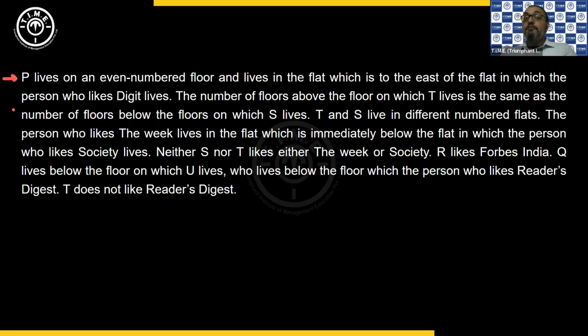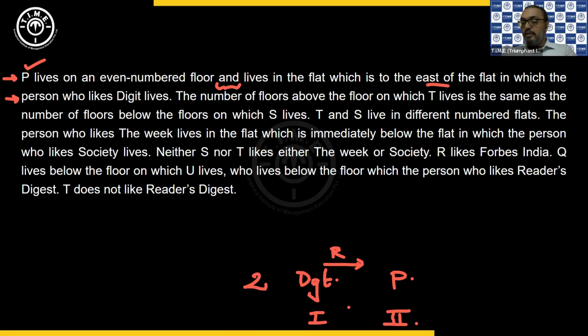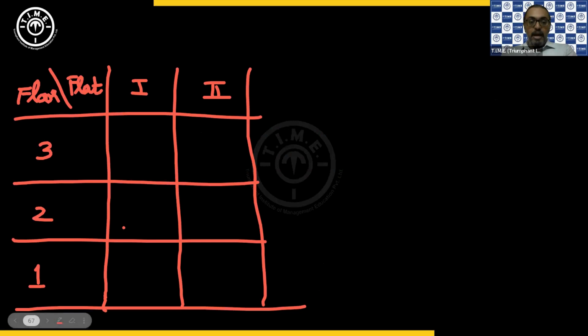Condition 1 says P lives on an even numbered floor. We know the only even number we have is the second floor. P lives in the flat which is to the east of the flat in which the person who likes a digit lives. East of the flat means right side. East is always on the right side. So you have a digit, then you need to have P here. So that means it is obvious digit is in flat 1. P will be in flat 2 of floor 2. That's the understanding. So we have digit and P fixed like this in floor 2.